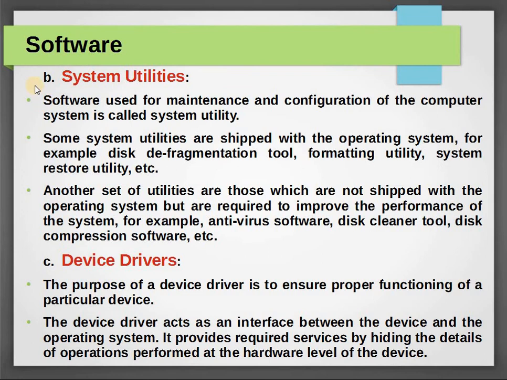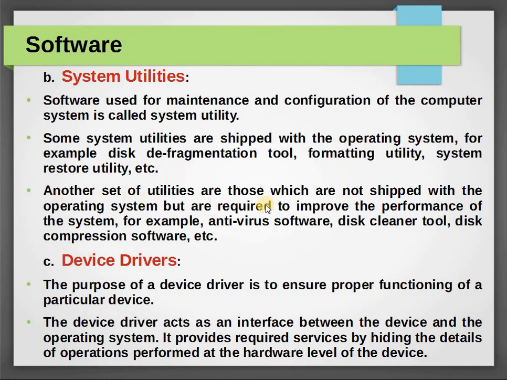Next we will learn about system utilities software. System utilities software is used for maintenance and configuration of the computer system. Some system utilities are shipped with the operating system, for example, disk defragmentation tool, formatting utility or restore utility. These services already come with the operating system.